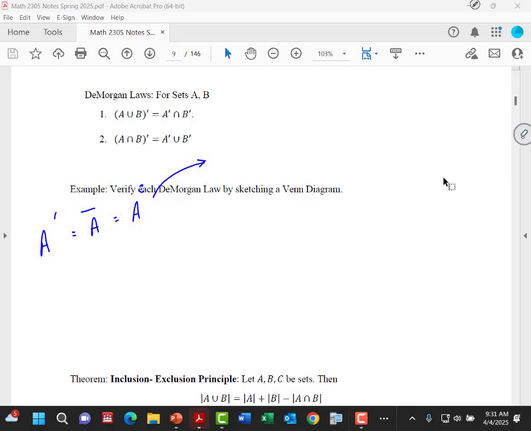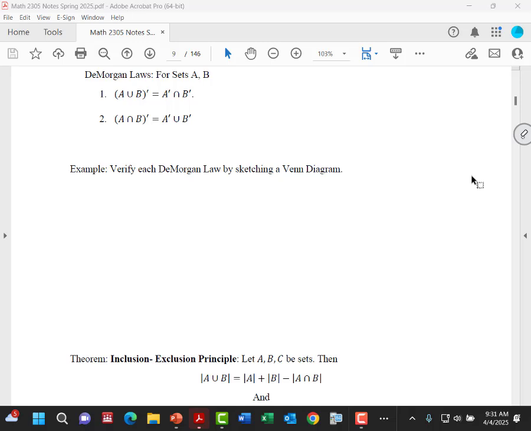Now, this leads us to something called De Morgan's laws. De Morgan's laws are very fundamental in set theory. And I can verify each of these by doing a Venn diagram. So this first one right here says A union B complement equals A complement intersect B complement. Or I might say A or B complement equals A complement and B complement.